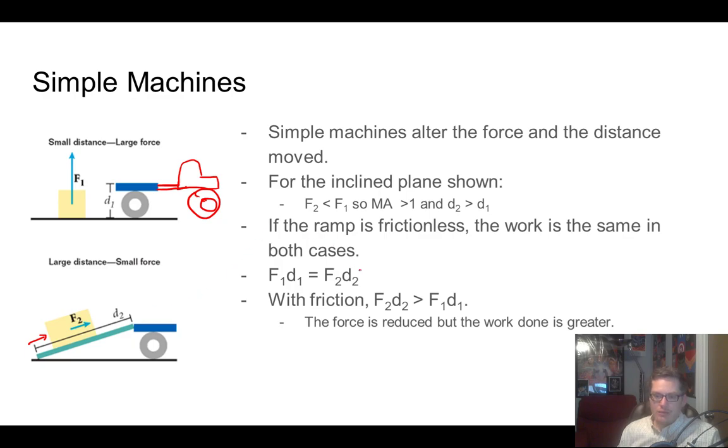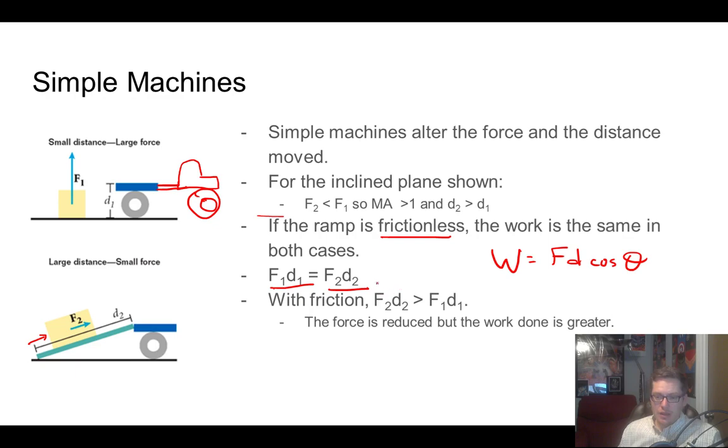Now where life gets more exciting is when we start to think about friction. If our ramp is frictionless, then the work would be exactly the same because the distance traveled would be exactly the same. Remember, work equals force times distance times cosine theta. Now if the ramp was frictionless, then that means the force times the distance one way would be equal to the force times the distance the other way. So the work would be exactly the same.